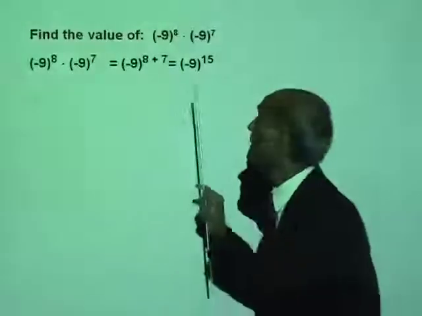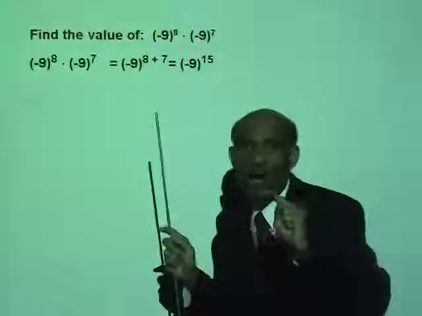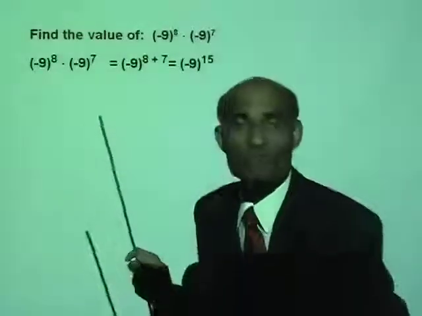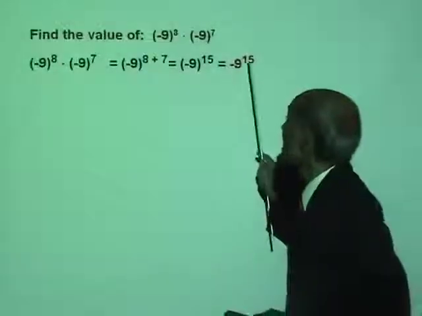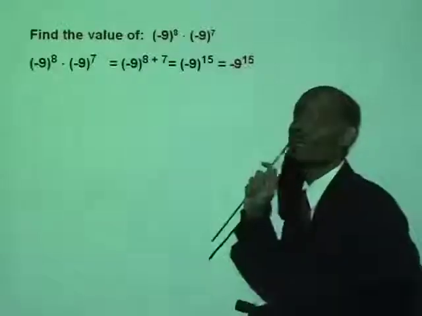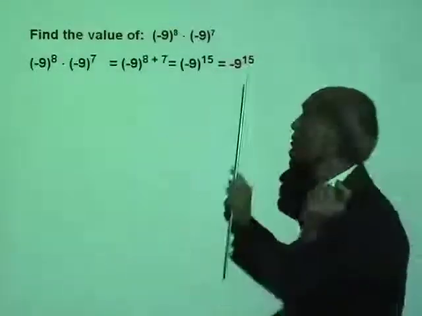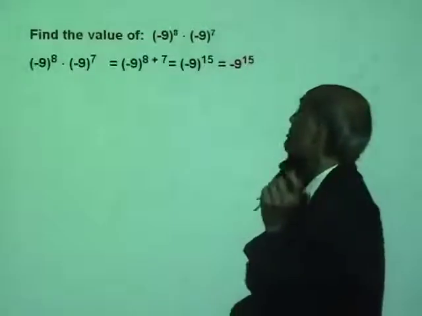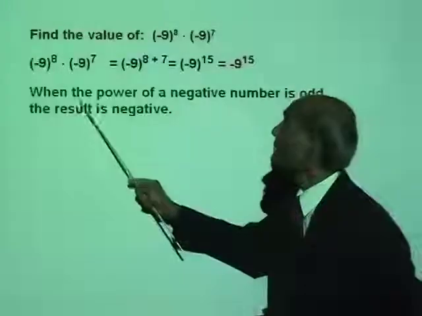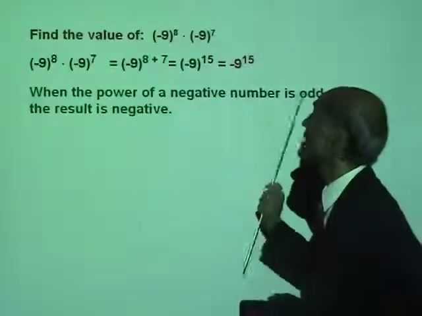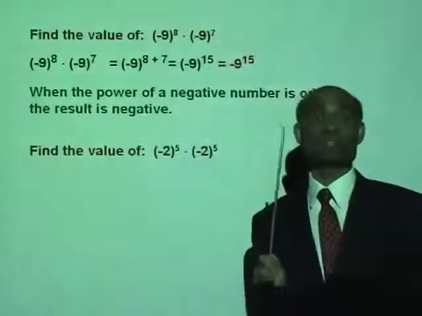Well, a negative number is raised to an odd power. The result will be negative. So this is negative 9 to the power of 15. You see, now I have taken away the parenthesis. This is now negative 9 to the power of 15. The result is negative. When the power of a negative number is odd, the result will be negative.